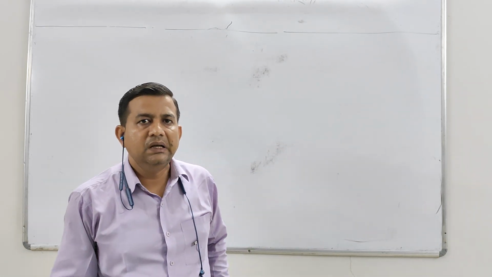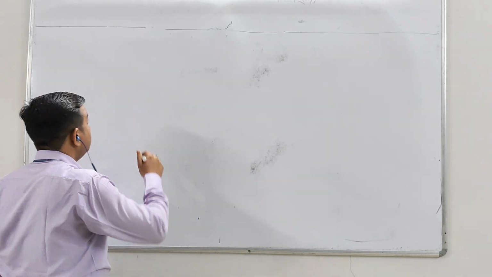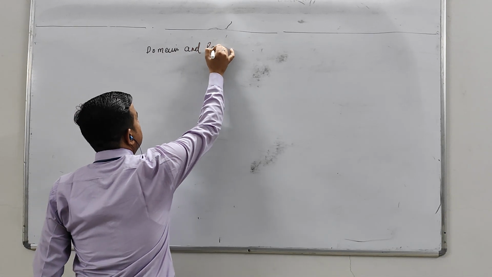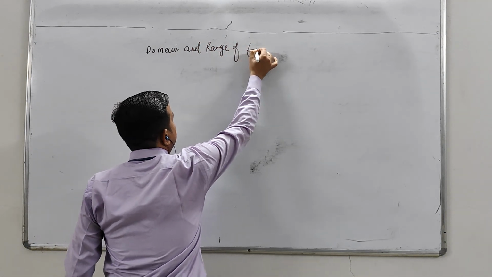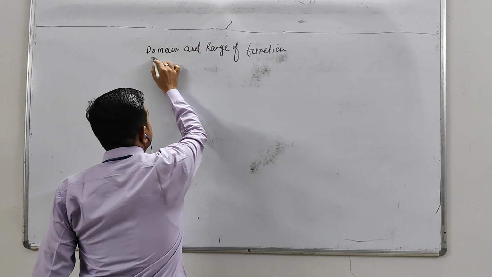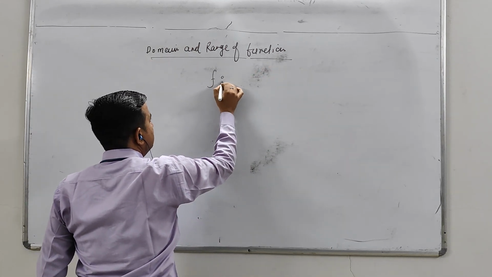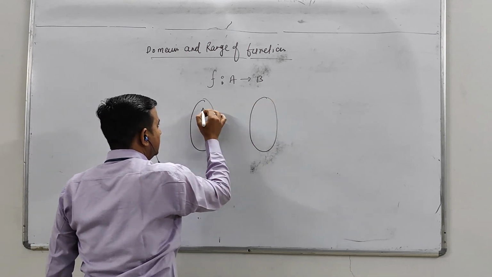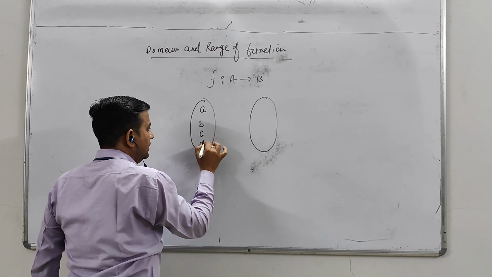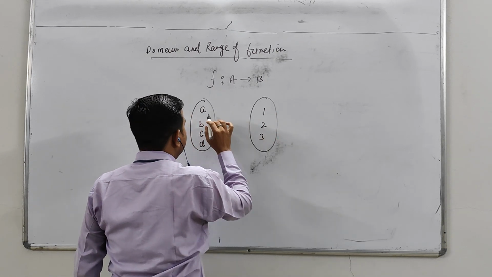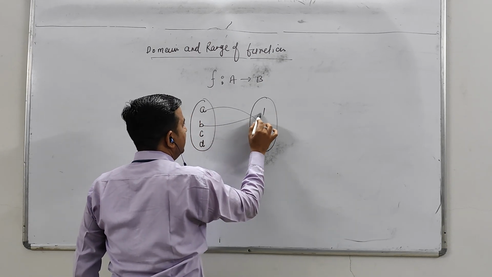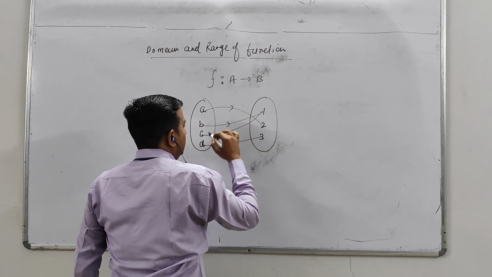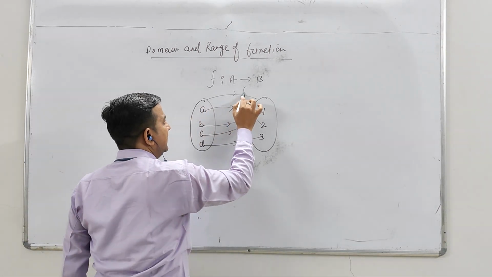So first we will consider the topic, and that is the domain and range of function. Suppose we consider a function which is defined from set A to B, then it will be drawn like this. Suppose it is A, B, C, D, and 1, 2 and 3. A is mapped with 2, B mapped with 1, C is also mapped with 1 and D is mapped with 3. So this is a function and represented by F.